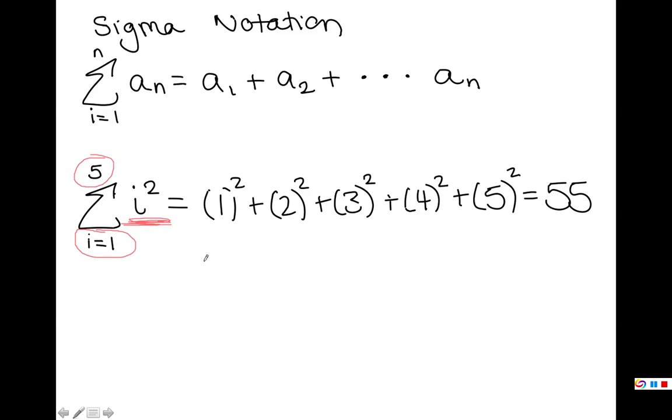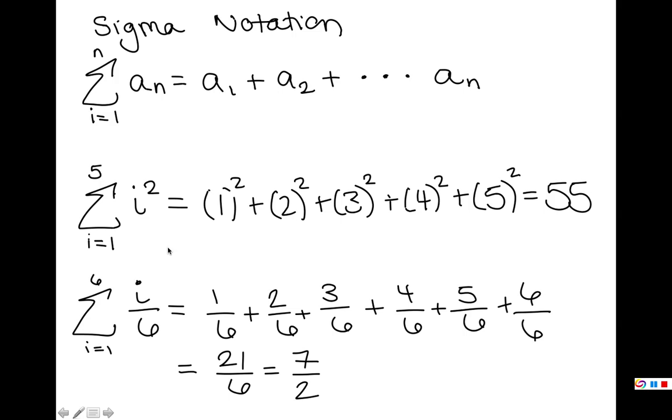In the expanded form, what that looks like is we have 1 squared, 2 squared, 3 squared, 4 squared, 5 squared, and then we add them all together. I ended up getting 55 for that sum. So the number on the bottom tells us where we start, the number on the top tells us where we stop, and then inside the sigma is the function that we're working with.